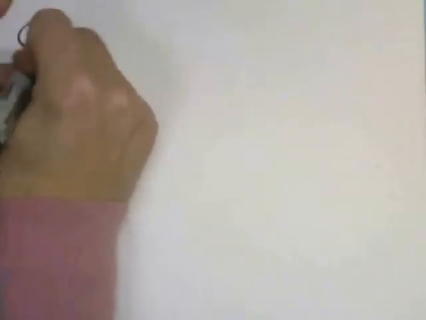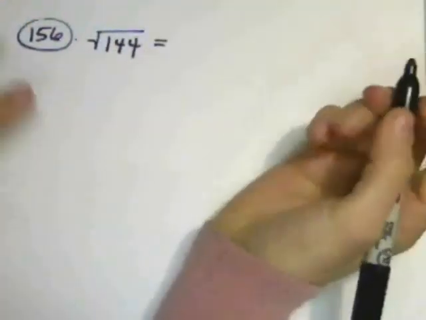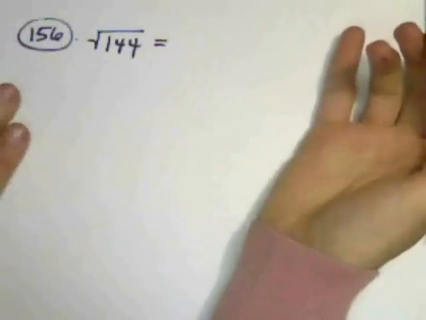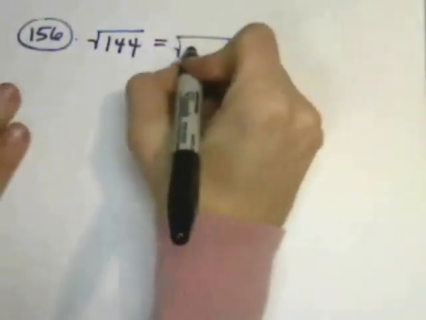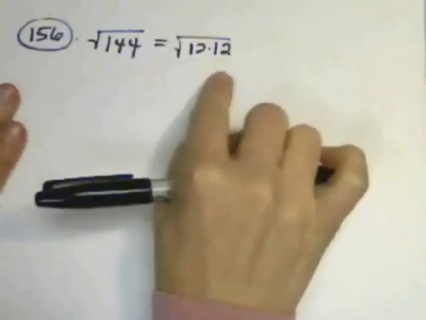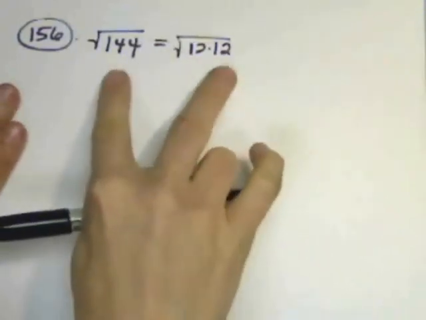156. The square root of 144. Well, once again, I know that that's the same thing as 12 times 12. That's what 144 is equal to. So I know this is the same thing as the square root of 12 times 12. Again, the first lecture, remember, I can rewrite it like that. I haven't emphasized that yet in this supplemental lecture.